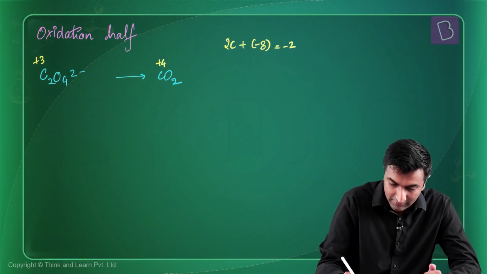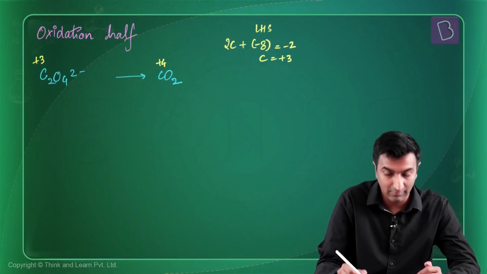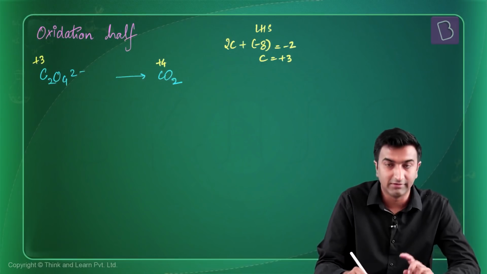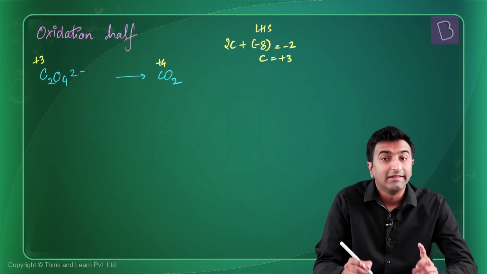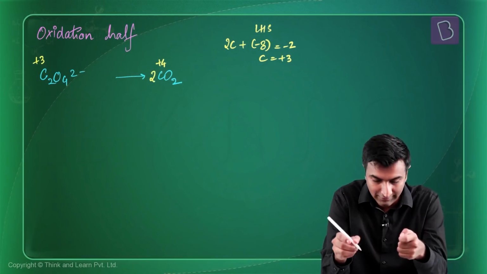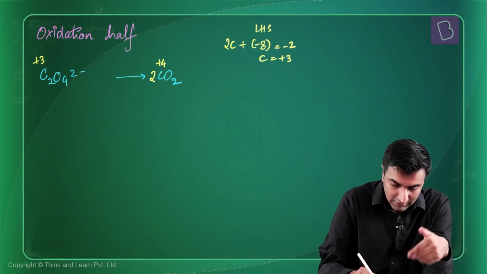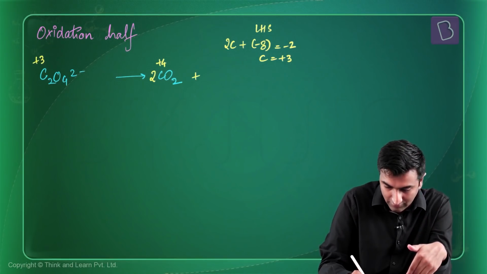So this goes to the other side, and C is equal to +3. This is on the LHS, the oxidation state of carbon there. RHS is simple, it's +4. Now, here's the deal. There are 2 carbon atoms on the left-hand side, and just 1 there. So the actual change is 2 electrons. So this is +3, +4, and 2 electrons on this side.